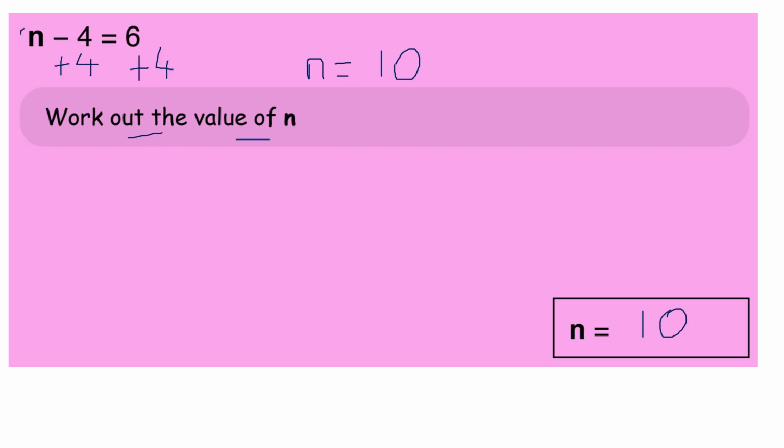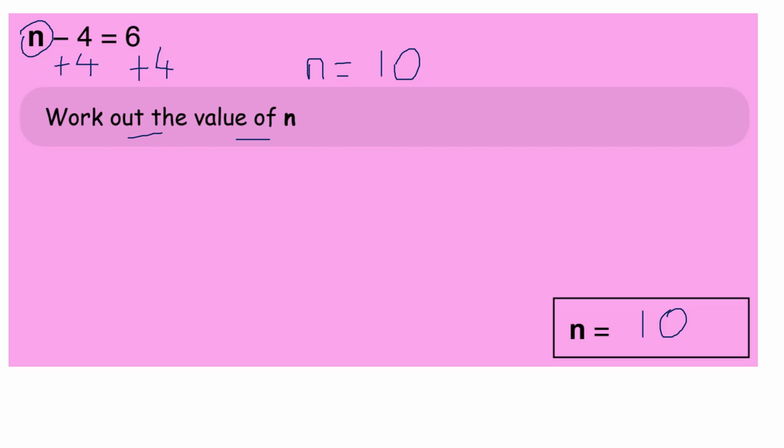And again, we are able to use any letter: n, w, x, y. Normally we use x's and y's for equations, but you're able to use any letter, and that is solving a one-step linear equation for Key Stage 2, Key Stage 3, and 11 plus in GCSE Maths Foundation tier.